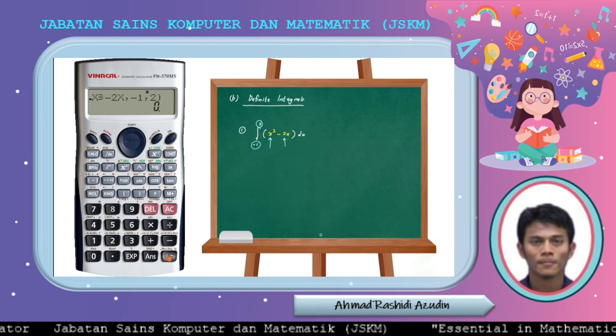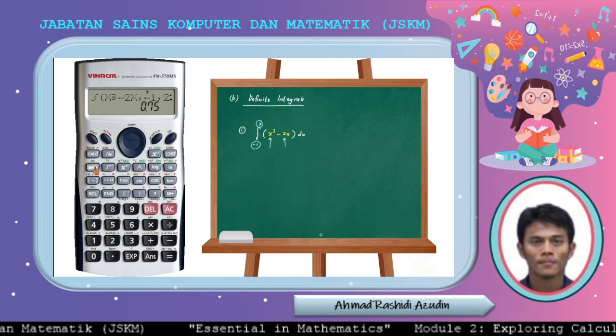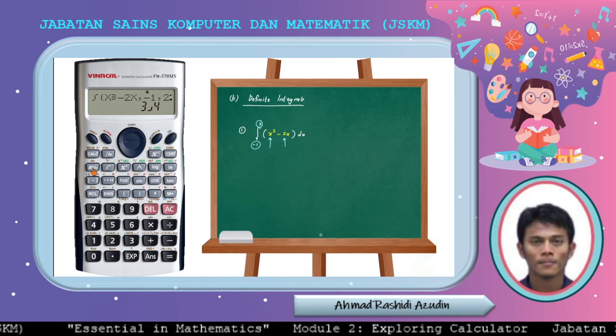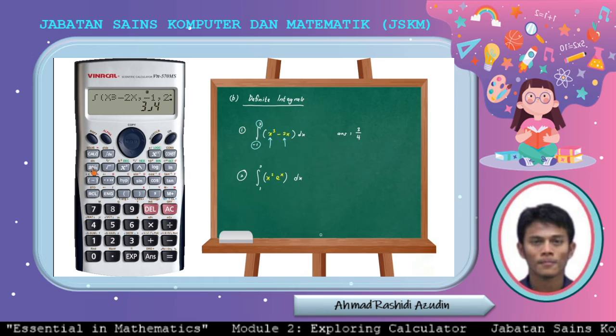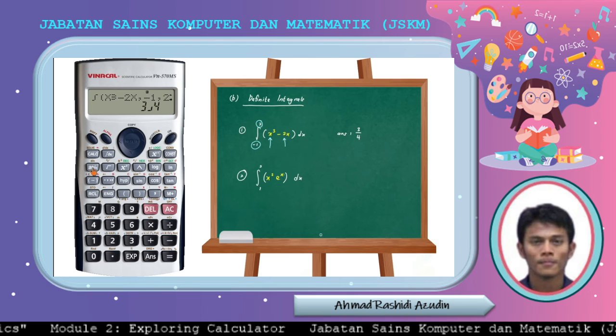To get the answer, we press this equal sign. So the answer is 0.75, or you can also display the result in fraction. The result is 3 over 4. Now let's try another one, which is finding the integral of x squared multiplied by e to the x with respect to x from 1 to 2.